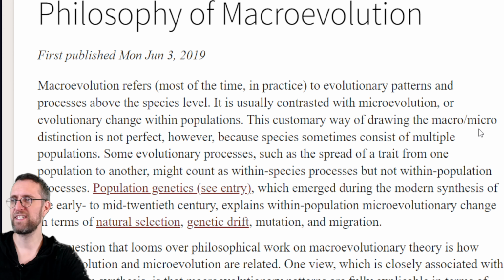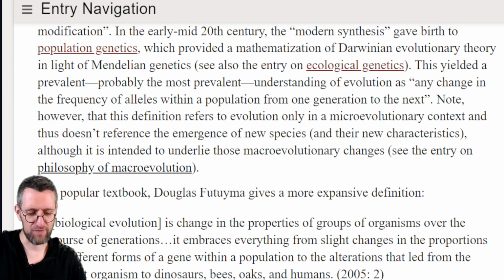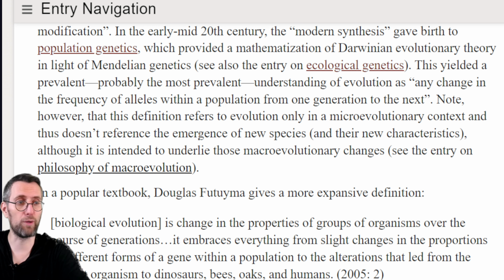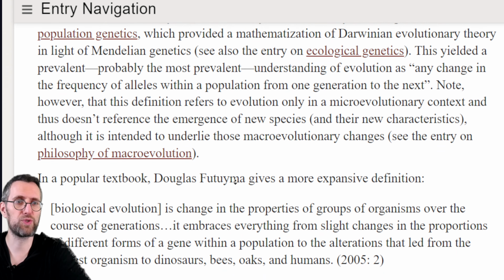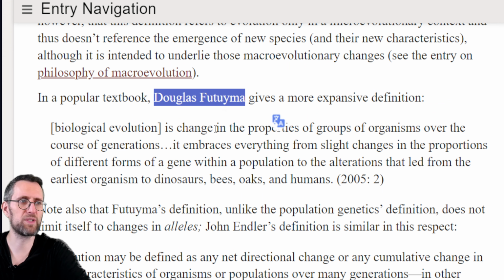Okay, so we see here that it's already a little bit difficult, because I think that creationists, as far as I talked with them, refer to everything as microevolution, but they deny macroevolution. And microevolution we can probably easily observe. So in a popular textbook, Douglas Futuyma gives a more expansive definition.